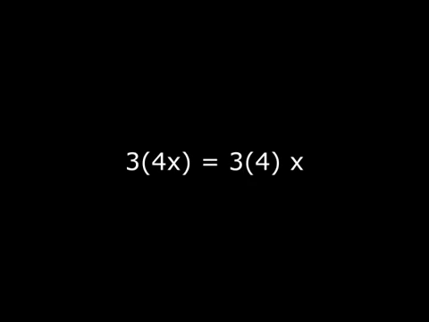3 times 4x. You multiply 3 times the 4 to get 12, and then it's still multiplied by x, so you stick it out there on the side. 12x. The second problem is 2x plus 1 plus 7.